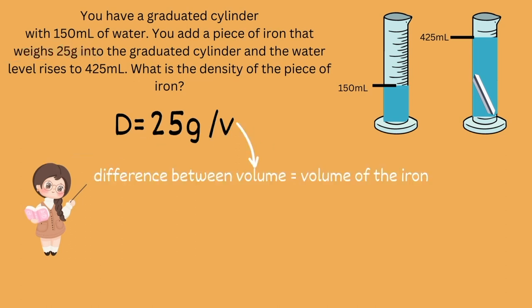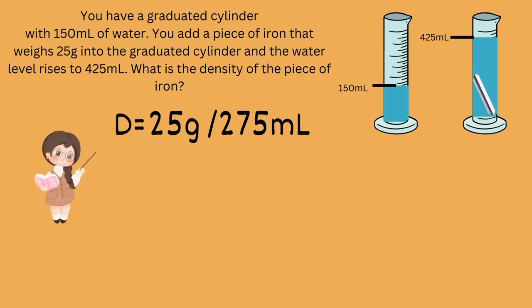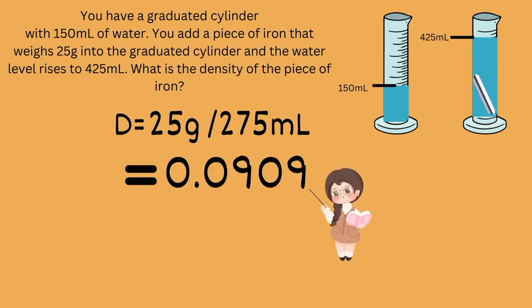The volume of the iron is going to be equal to the difference in the water volume without the iron piece and with the iron piece. So we know the volume before the iron was put in was 150 ml, and the volume with iron was 425 ml. If we calculate this, we get 275 ml. So our density is 25 grams over 275 ml. If we punch this into our calculator, we get this large number and some.